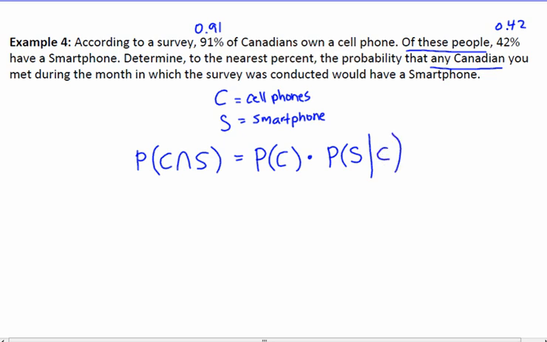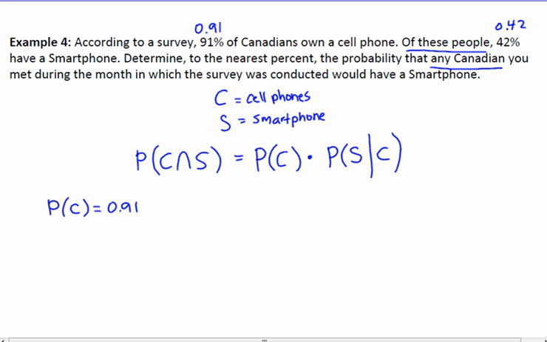Okay, so which one of these do we know so far? Which probabilities do we know? Okay, we know the probability of having a cell phone is what? 91. 0.91. Okay. Do we know this guy? The probability of a smartphone given that they already have a cell phone.